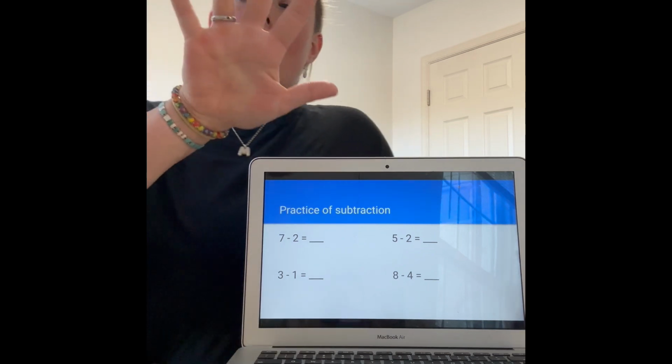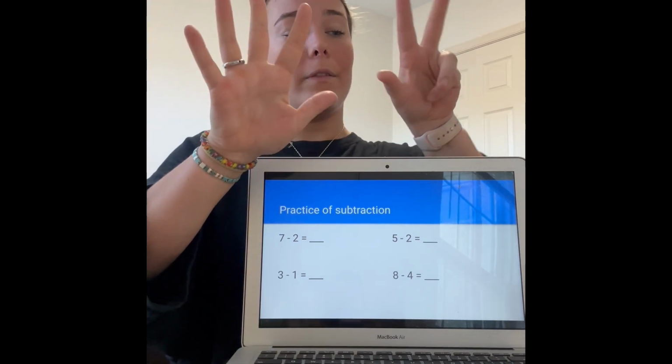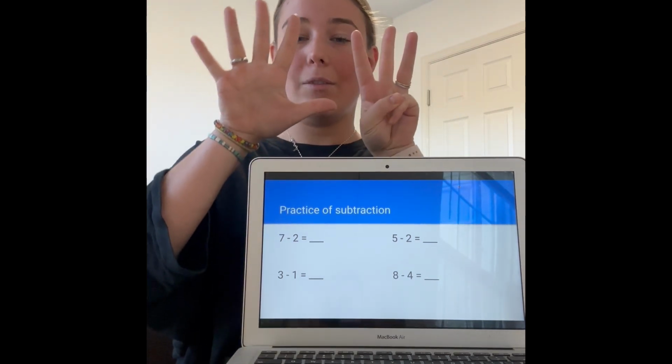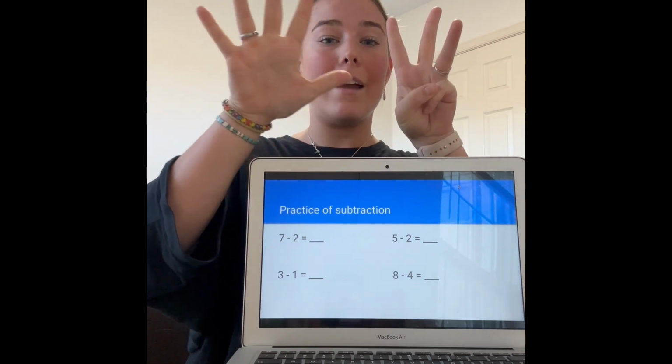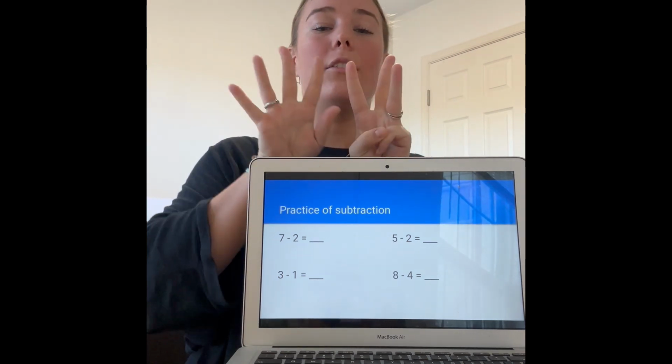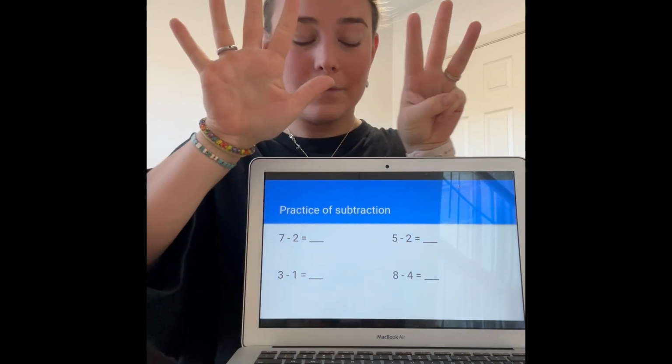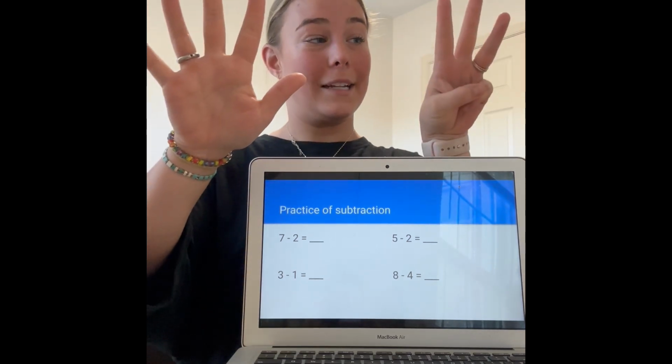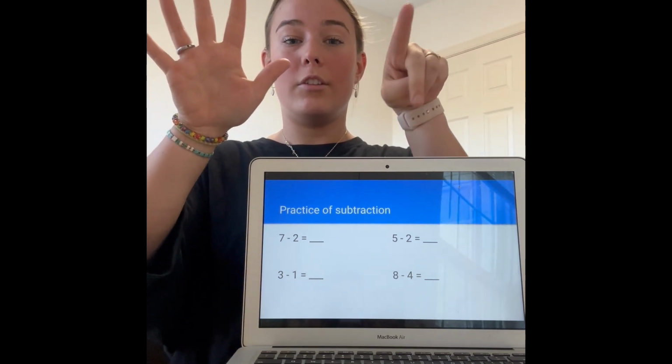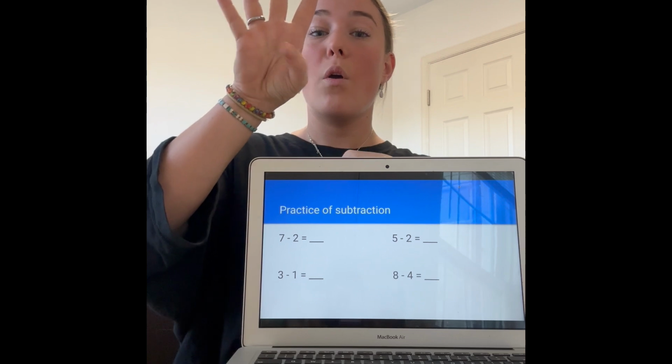This one's lots of fingers. Got 8, right? 1, 2, 3, 4, 5, 6, 7, 8. All right, students, how many do we want to take away? 4, that's correct. I'm going to do 1, 2, 3, 4.